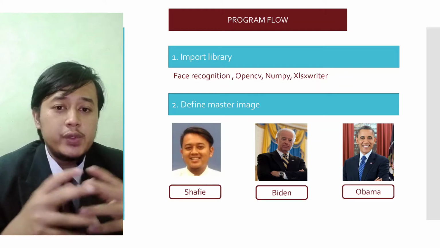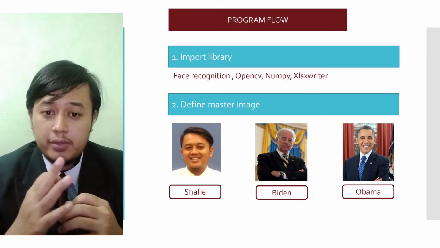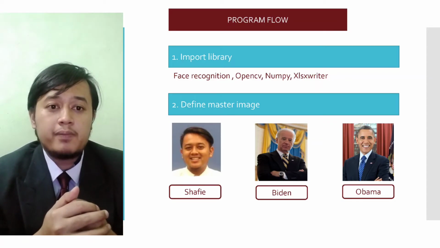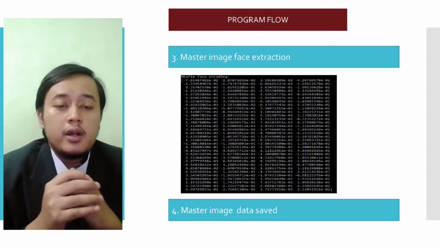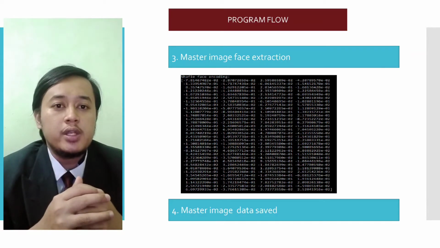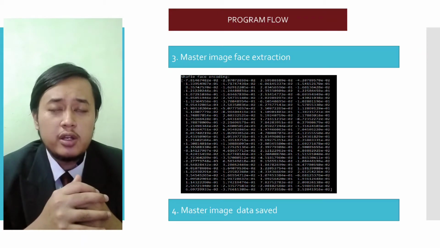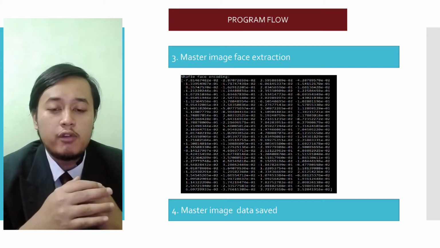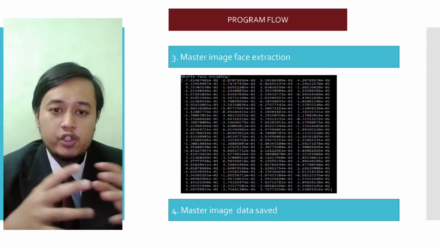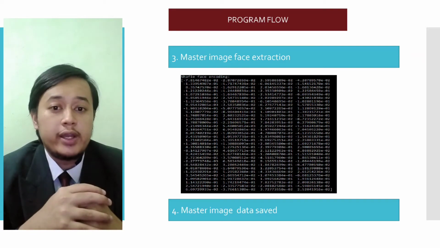Then continue with defining the master image. For this program, I have defined three images, which are myself, Shafie, Biden, and Obama. After that, the program will do face extraction on these three master images, and 128 values of face encoding will be generated from each image. Then this data will be saved and transferred to Excel.